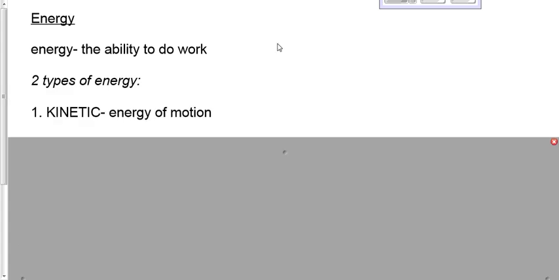Now there's two types of energies. You guys remember from Science 10 what the two types of energy are? Potential and kinetic energy. Good. Kinetic energy is energy of motion. This is when work is being done. When I drop the board marker, it's doing work. It's moving. It's got kinetic energy, the energy of motion.